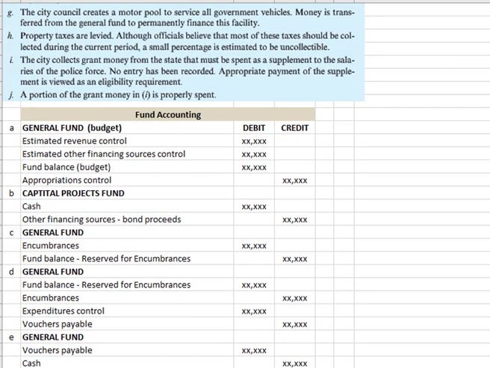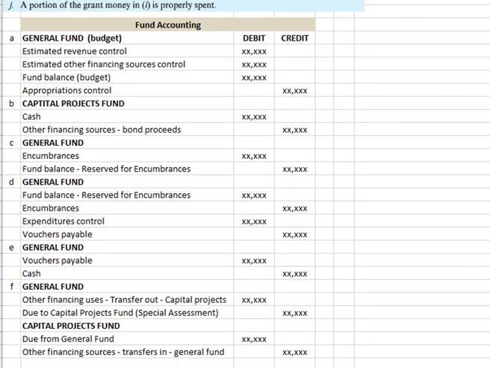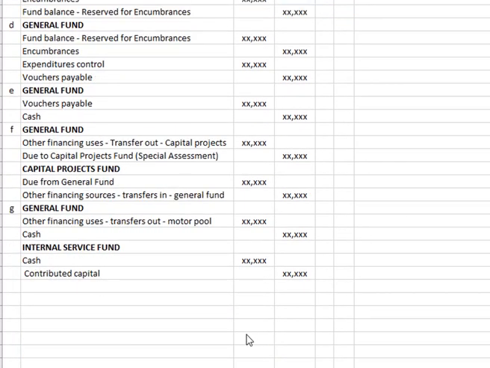So let's look at G. The City Council creates a motor pool to service all government vehicles. Money is transferred from the general fund to permanently finance this facility. So this is going to be a proprietary type fund. It's going to be an internal service fund. So this particular fund will be charging a fee to other government vehicles, but not to the public or to outside beneficiaries or participants. So let's do this.